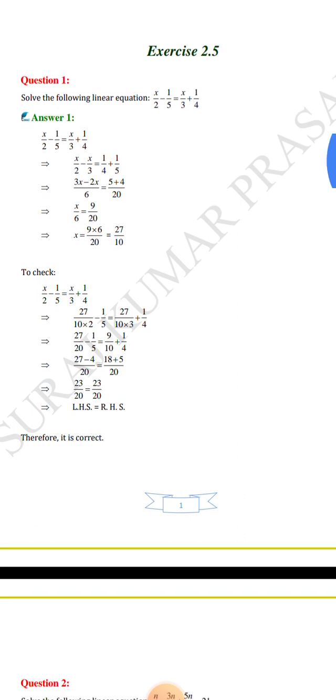Then we get x by 6 equals 9 by 20. Then x equals 9 into 6 by 20, and then we get 27 by 10.